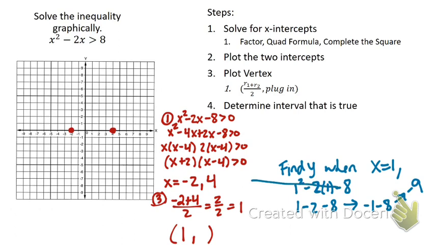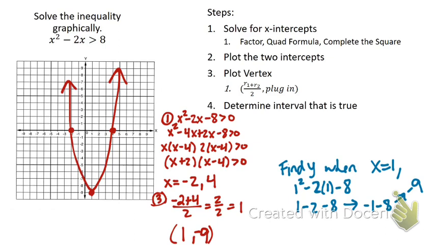So my vertex is 1, negative 9. So I'm going to put that on my graph. And then I make my U. Okay, so now I've graphed everything. Now it asks me, the actual question is, when is x squared minus 2x minus 8 greater than 0? So where is this greater than 0? I have 2 options.